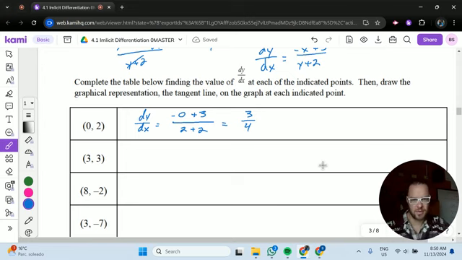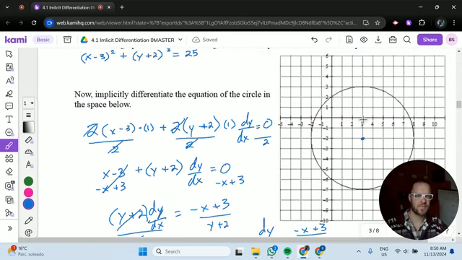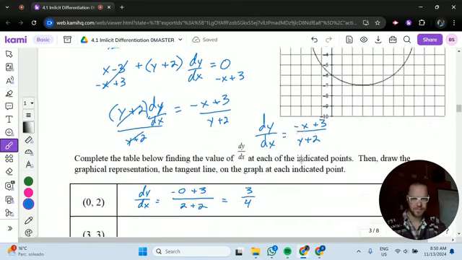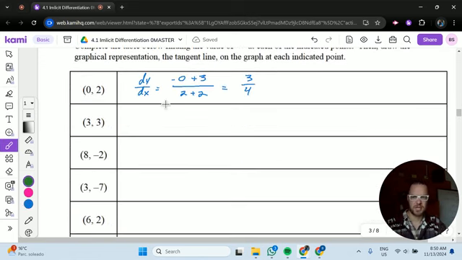Okay. And we're supposed to draw in that tangent line. So this is at the point 0 and 2, so right here. And I'm supposed to get one that has a slope of 3 over 4. So that's a rise over run. So we need to go like 1, 2, 3, 4, 1, 2, 3. So up here. And that should be our tangent line. Let's try and use some colors to make this easier on you.